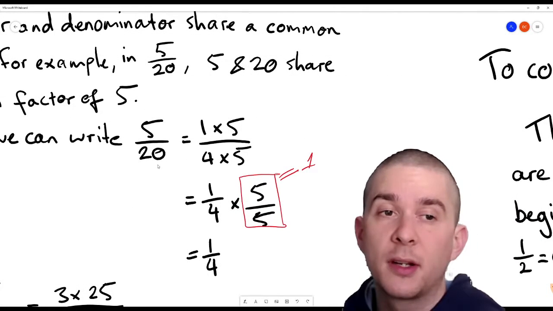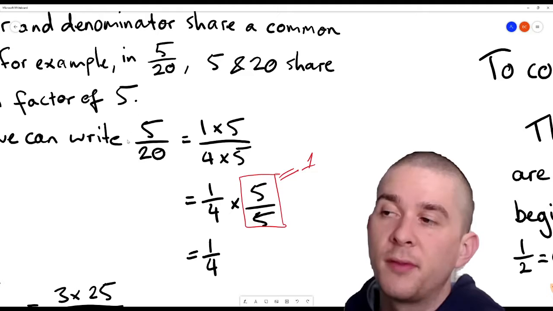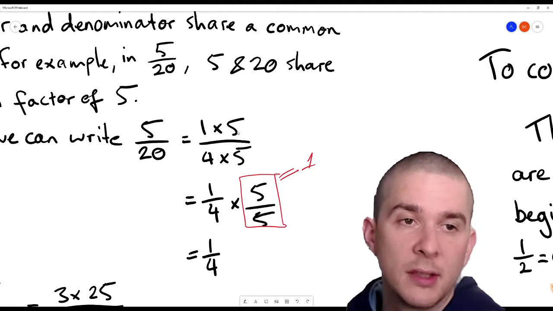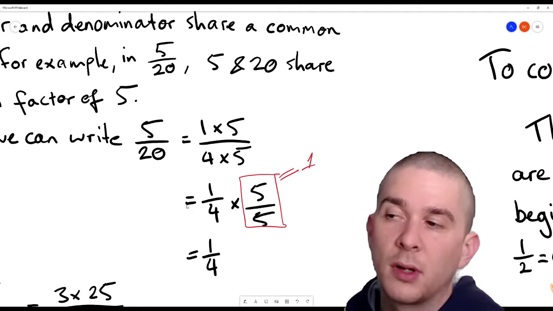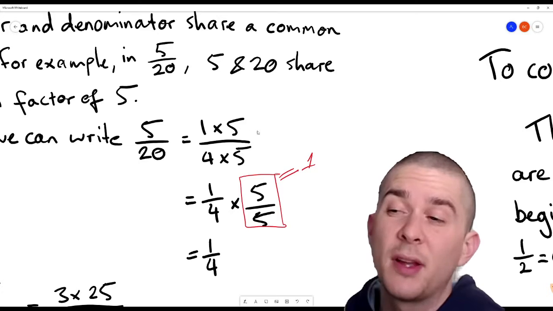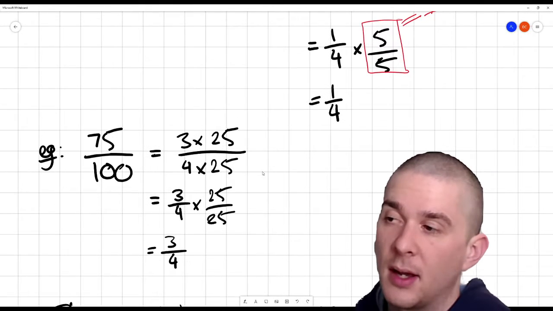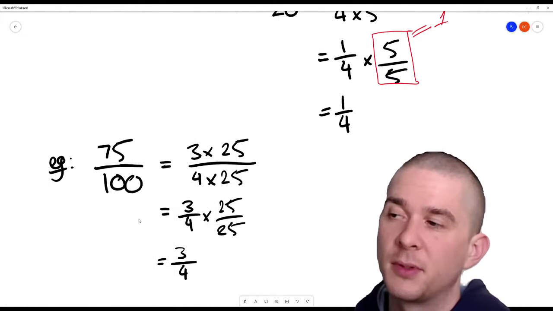Now, once you get comfortable with this, you can go straight from 5/20ths to 1/4. You don't need to write what's in the middle. But while you're getting comfortable, this is a really good thing to do, because that way, if you make a mistake on a test, your teacher can at least see what you were trying to do and can give you marks anyway. All right, so let's look at some other examples of simplifying.